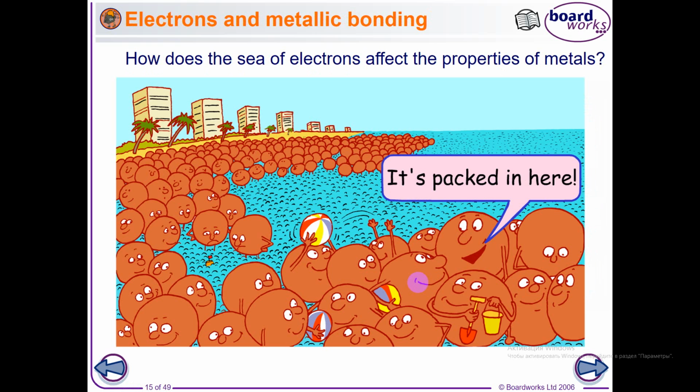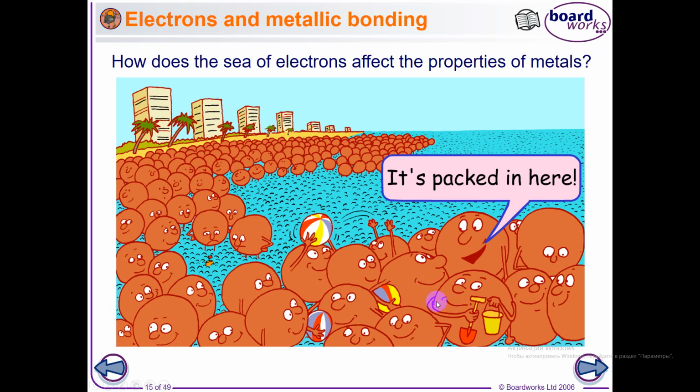Electrons and metallic bonding. How does the sea of electrons affect the properties of metal? The electron sea model explains many of the physical properties of metals. They are good electrical conductors because the electrons flow freely in them. They are malleable because of the drifting electrons and because the cations slide easily past each other. They reflect light because of the free electrons.